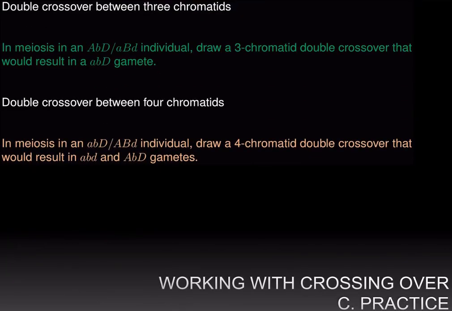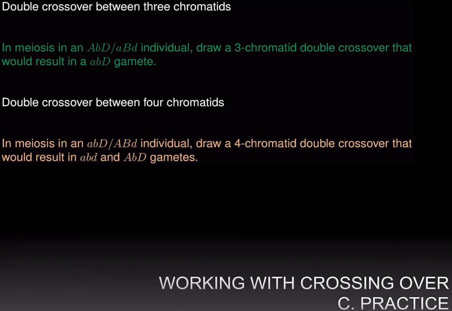Here are some practice problems. One is to practice double crossover between 3 chromatids in meiosis in an big A, little b, big D over little a, big B, little d individual. Draw a 3 chromatid double crossover that would result in a little a, little b, big D gamete.